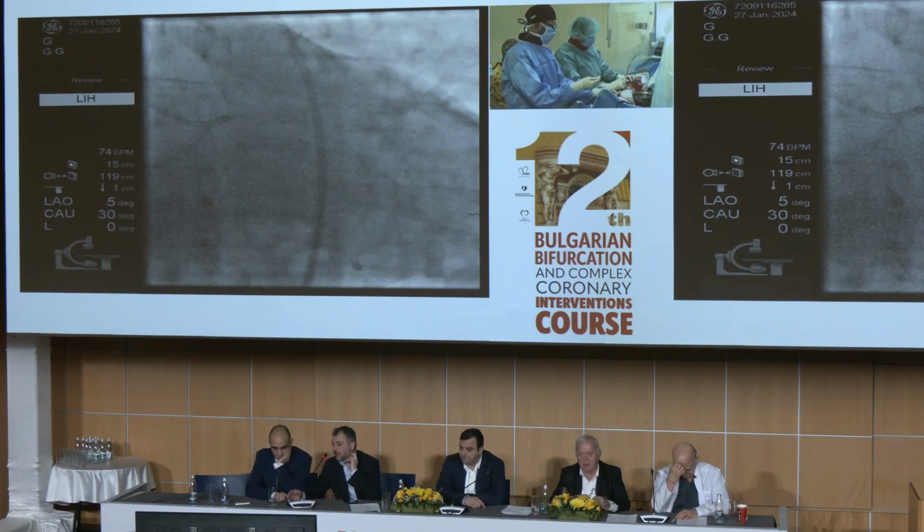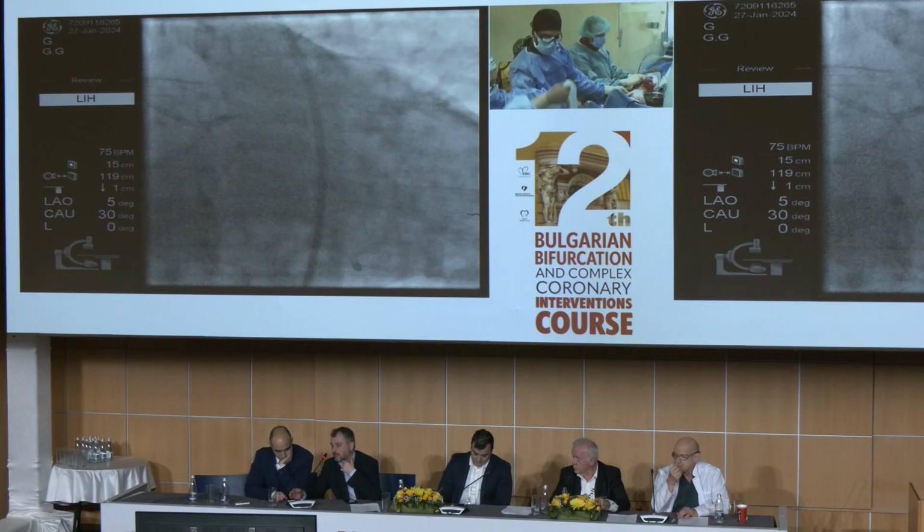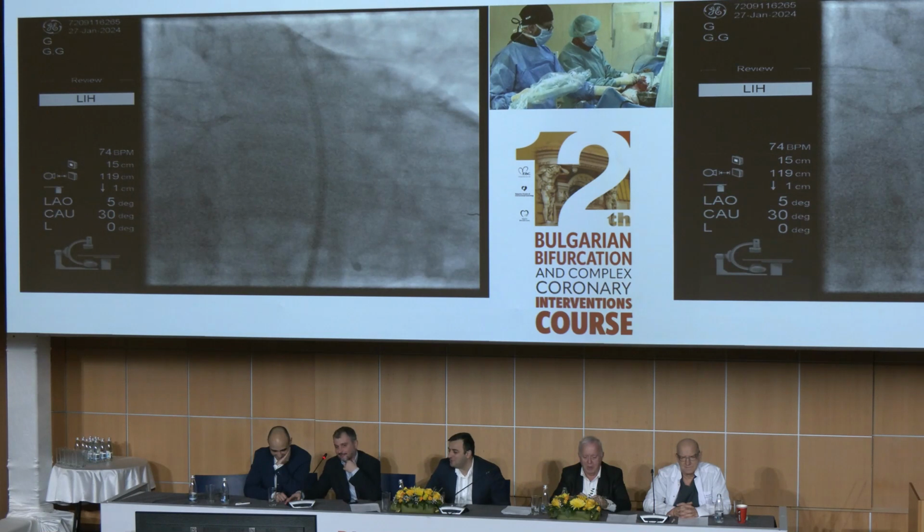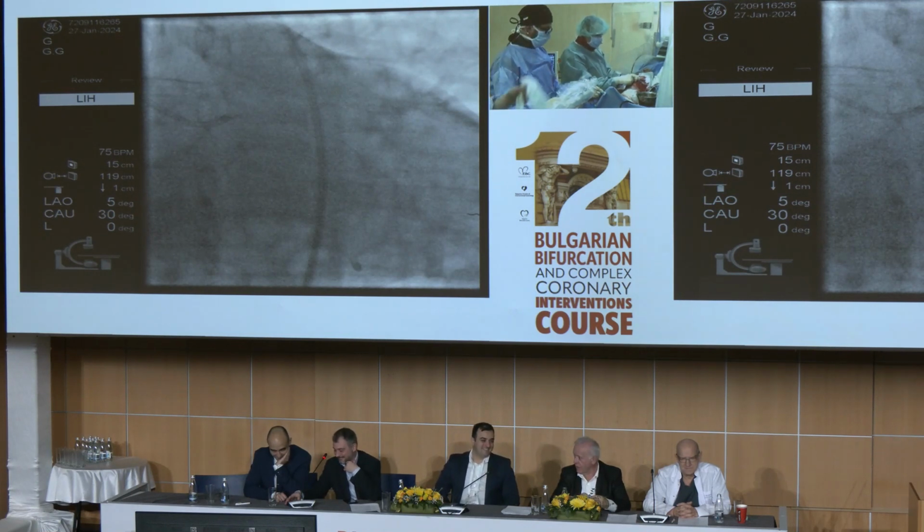Do you think you have an edge dissection on the proximal part of the stent? I'll tell you when I see the IVUS. Otherwise you're right, it looks like that.